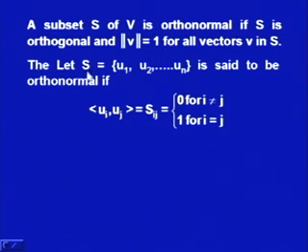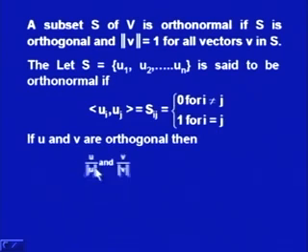So, that is how we define an orthonormal set, and mathematically we say that the inner product of ui comma uj is equal to 0 for i not equal to j and 1 for i equal to j. So, if this property is satisfied for all i and j for a set S, then we say that the set is orthonormal.